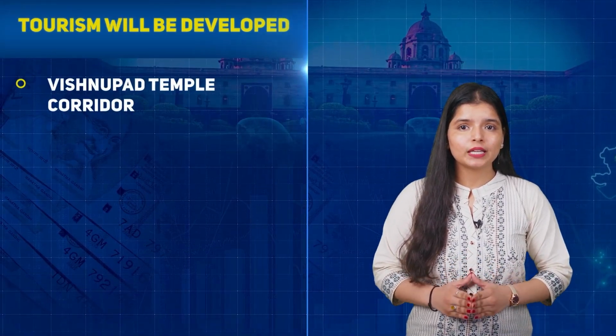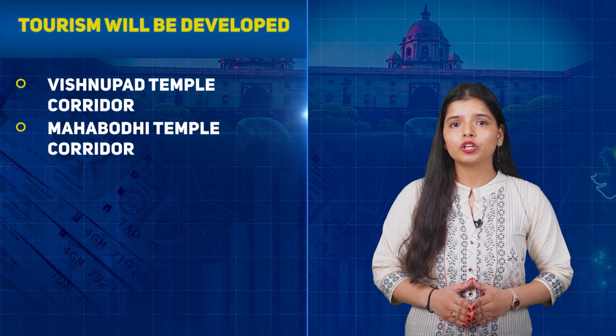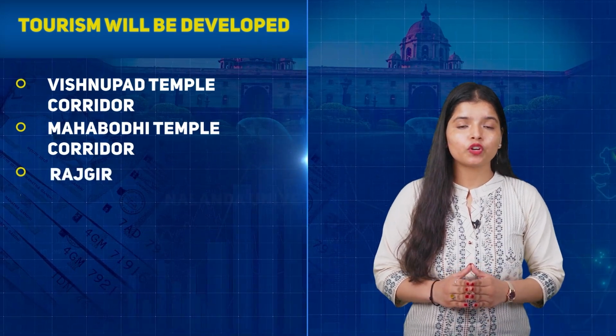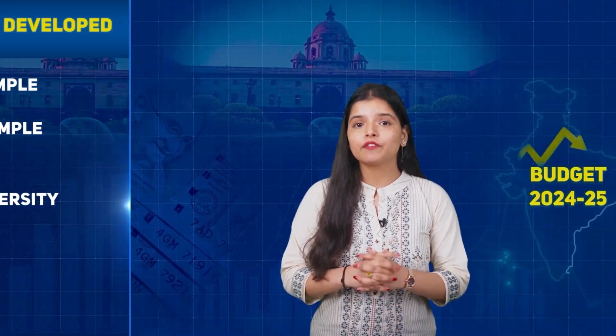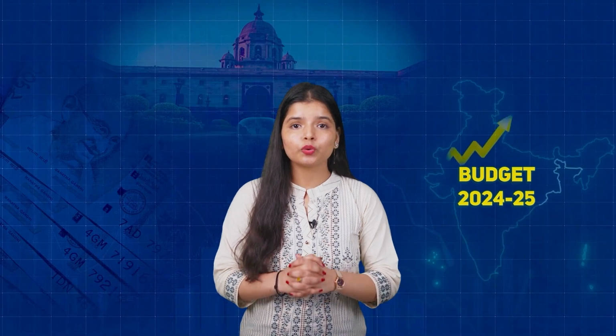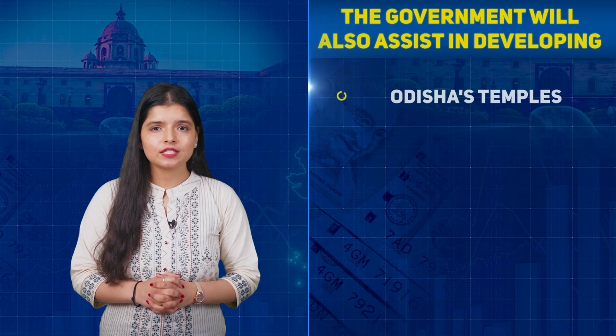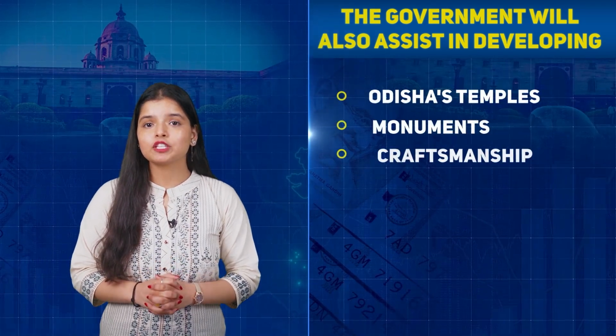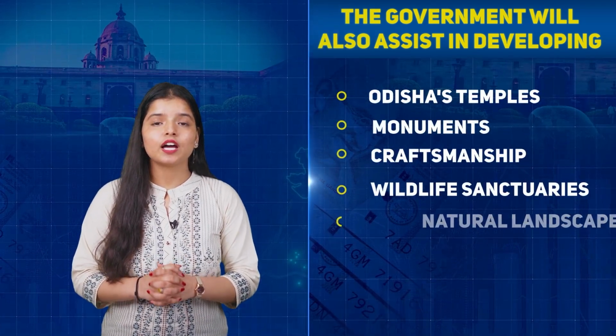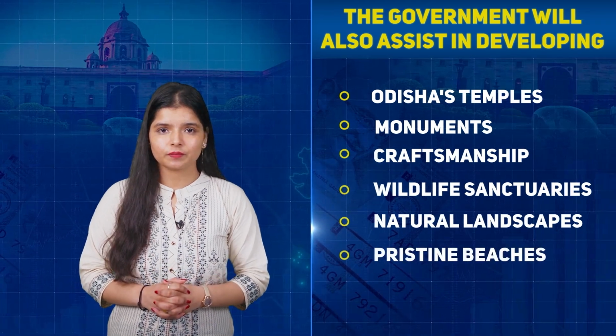Tourism will be developed comprehensively, focusing on the Vishnupat Temple Corridor, Mahabodhi Temple Corridor and Rajgir, with additional support for Nalanda as a tourist center and the revival of Nalanda University to its glorious stature. The government will also assist in developing Odisha's temples, monuments, craftsmanship, wildlife sanctuaries, natural landscapes and pristine beaches.